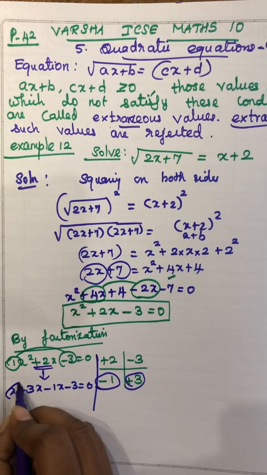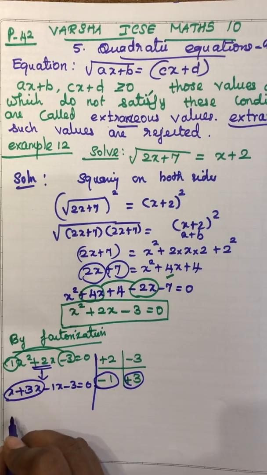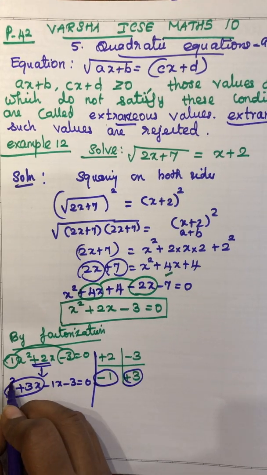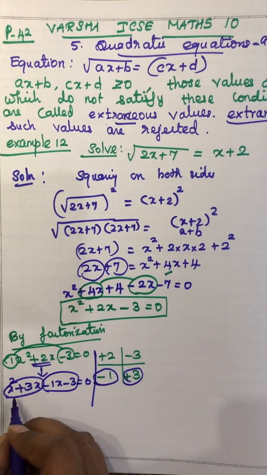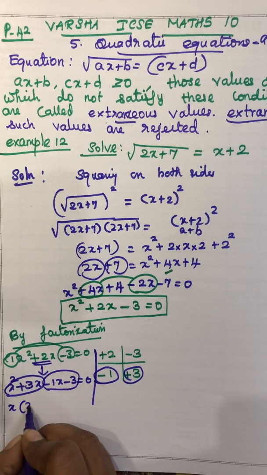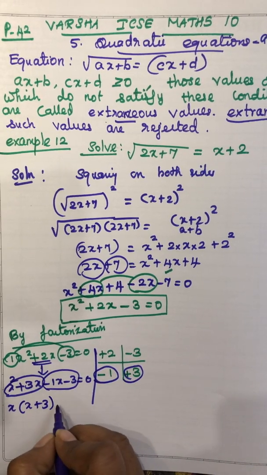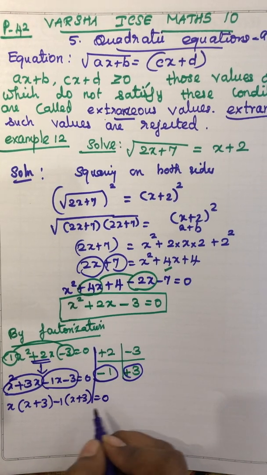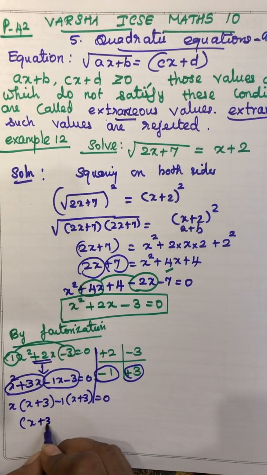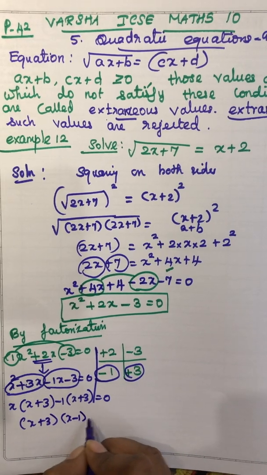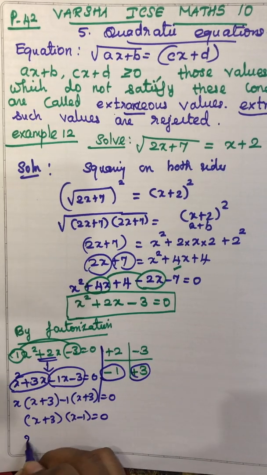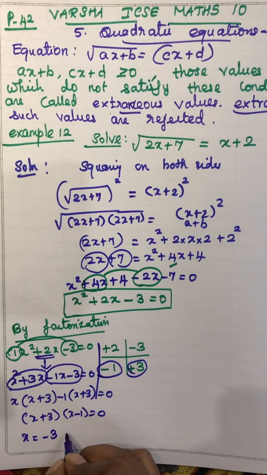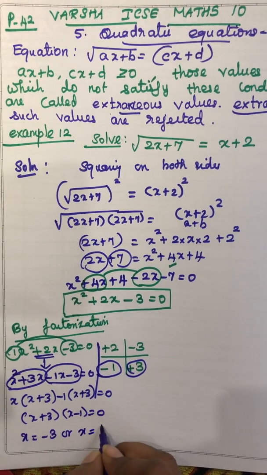Okay, so now grouping: x squared plus 3x. So you have grouping. Take x as common, so this is x plus 3. Then I am taking minus 1 as common, so this is x plus 3. So x plus 3 equal to 0 or x minus 1 is equal to 0. So x is equal to minus 3 or x is equal to 1.